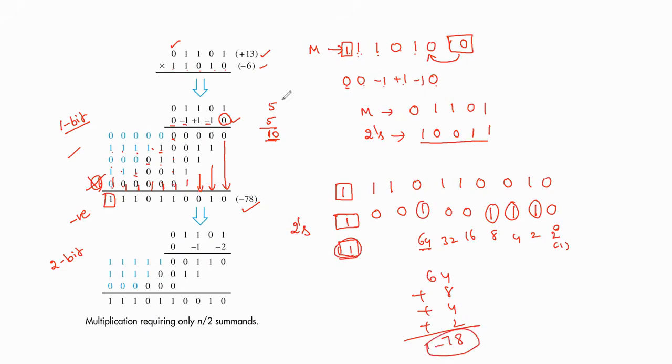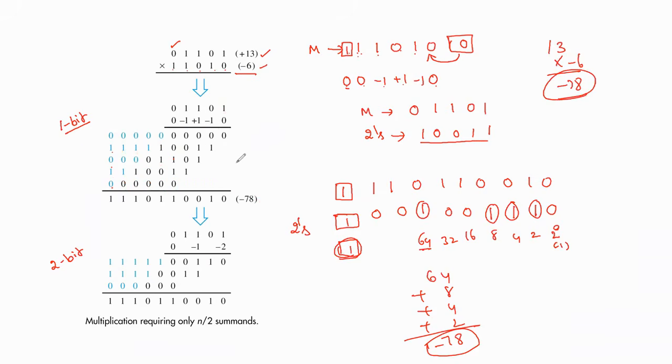Now we should cross check our result with the manual method. 13 into -6 means -78. So our answer is correct. Now we can check here how many summands appeared with this multiplier 1 bit recorded values. Here this is 1, 2, 3, 4, 5 and 1 more 0 also is there. That means totally 6 summands we have.